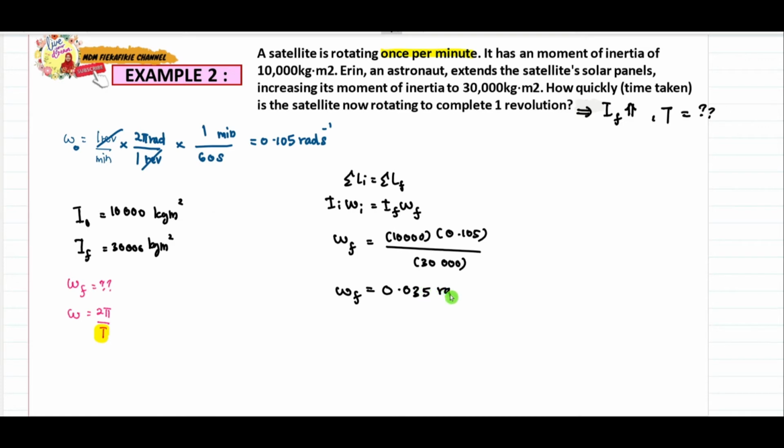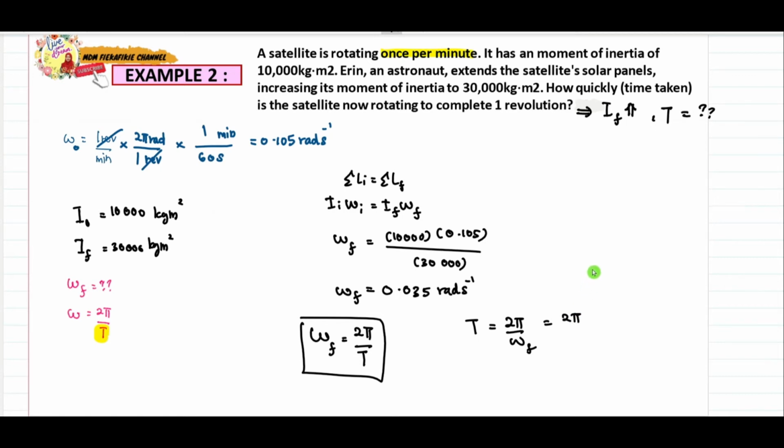0.035 radian per second. But the question does not ask for the final angular velocity. So we want to find the time taken, how quickly to complete one revolution. So we use omega final is equal to 2 pi over T. From this equation, we can find T, where it is equal to 2 pi over omega.